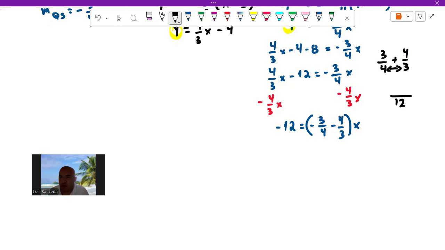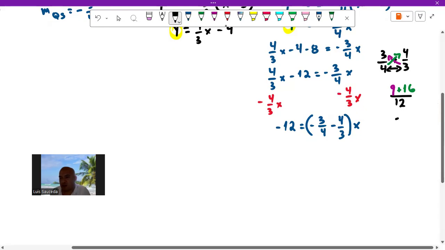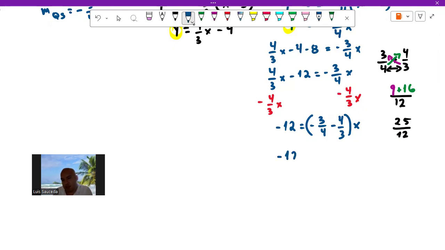But what about your numerators? Well, the 3 multiplies the 3 on the left, so that's going to give you a 9. And the 4 multiplies the 4 on the right, so that's going to give you 16. So your fraction is going to be 25 over 12. And since they're both negative, I'm going to get negative 12 equal to negative 25 over 12 x. Great method, right?